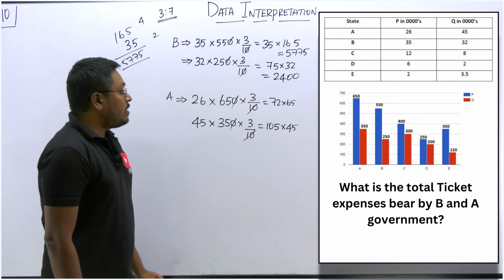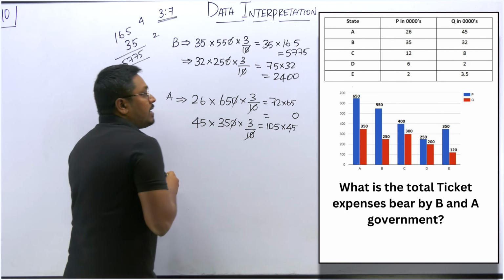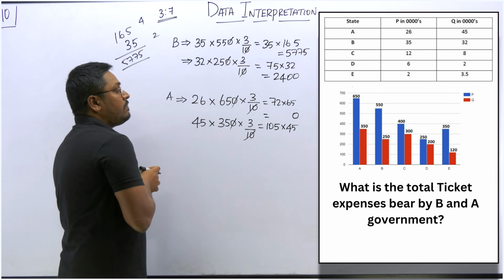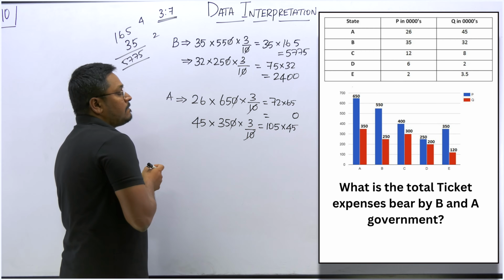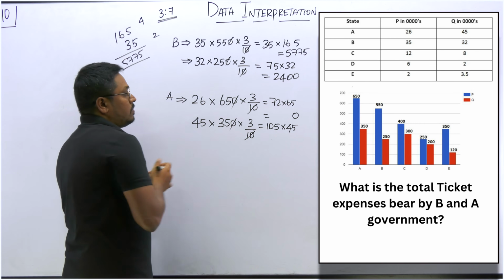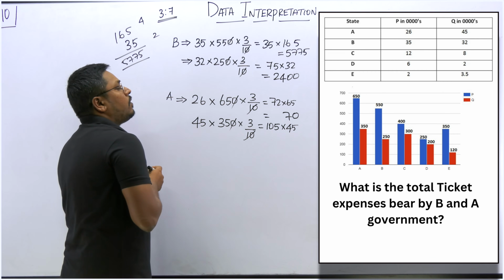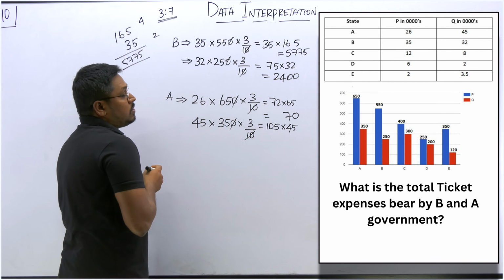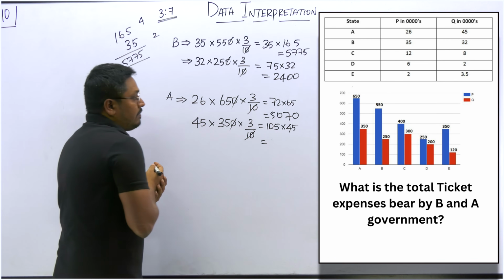So 75 into 65. So 5 2s are 10, right? So remaining will be 1. 7 5s are 35, 12, 45, 47, 47. So 7, 6 7s are 40, 42. So 42 plus 8 will be 50. 5070, right? 105 into 45.